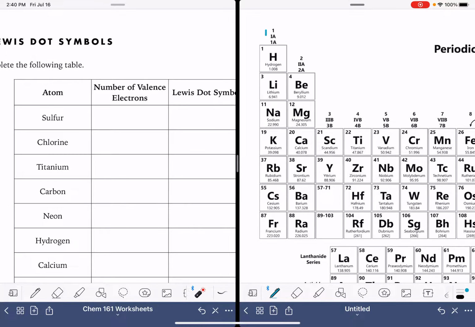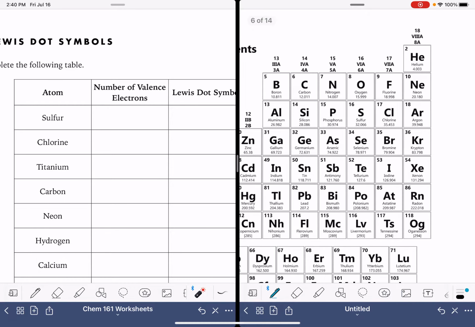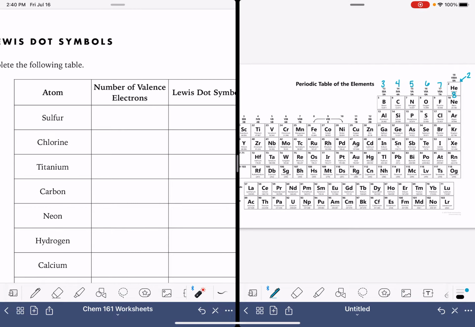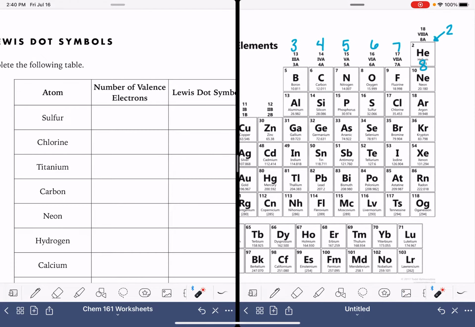All of the atoms in column 1A have one valence electron. Column 2A, they all have two valence electrons. And then the trend continues, 3, 4, 5, 6, 7. Things get a little weird over here. Helium only has 2 valence electrons, but everything else in this column has 8. So unless we're looking at one of the transition metals, one of the guys that's down in this area right here, we can pretty easily just draw the Lewis structure by looking at the location.